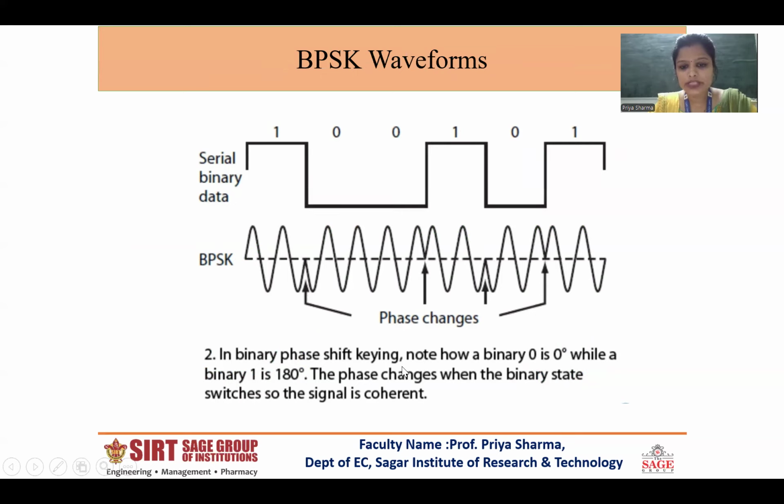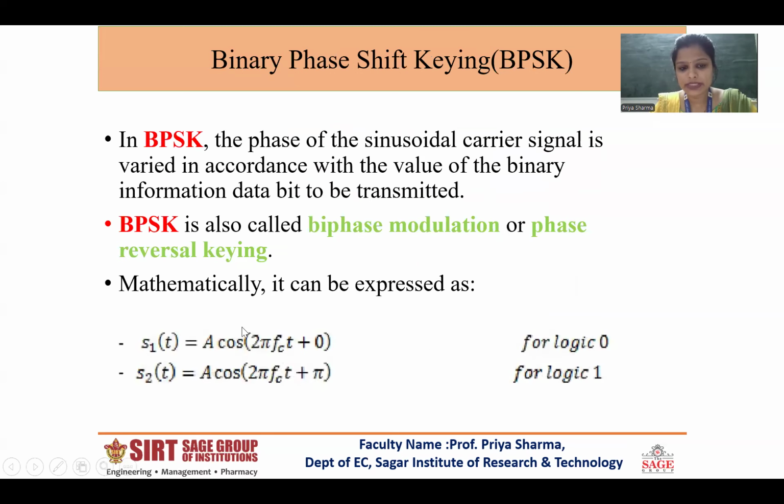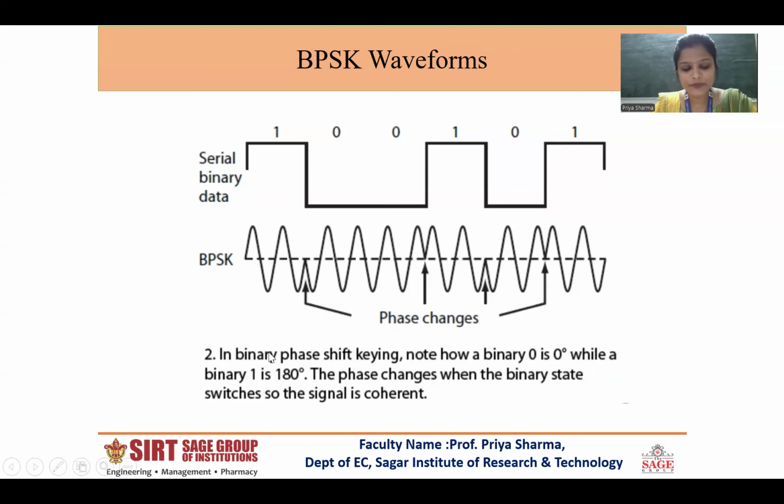In binary phase shift keying, for binary 0, there is 0 degree, and for binary 1, there is a 180 degree phase shift, as we have seen mathematically in this expression also. The same is stated over here. When the input binary data changes from 1 to 0 or from 0 to 1, the BPSK signal output phase shifts from 0 to 180 degrees or from 180 degrees to 0 degrees. The time duration is the same as the symbol time duration.